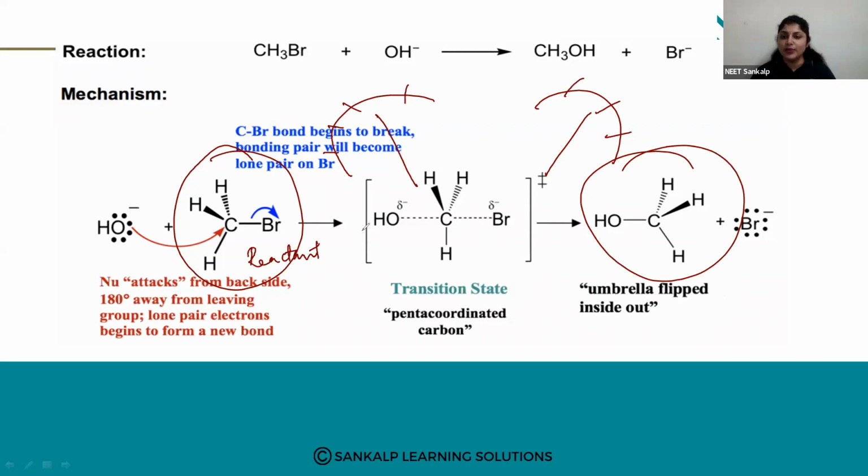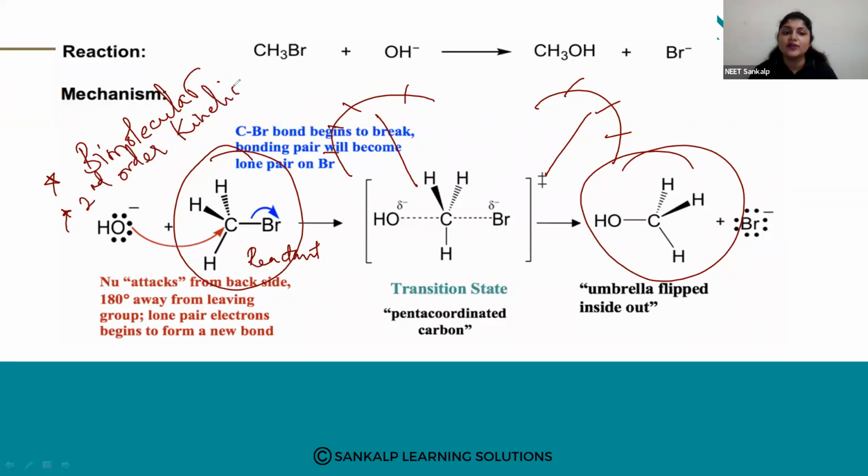In this SN2 mechanism, it is bimolecular because the rate of the reaction depends both on the substrate as well as the leaving group. Thus it follows second order kinetics. Why? Because the rate of the reaction depends on the concentration of substrate as well as concentration of leaving group. So this is the SN2 mechanism. Making of bond and breaking of bond takes place simultaneously via a transition state.